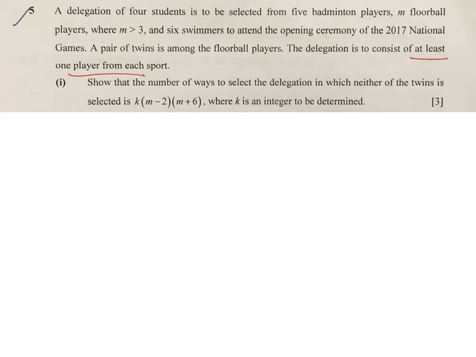In this question, we are asked to show the number of ways to select a delegation in which neither of the twins is selected is k times of n minus 2 n plus 6. So to start off this question, let us just tabulate the number of badminton, floorball and swimmer players we have. For badminton, we have 5. For floorball, since we are not going to include the two twins, the number of players will be n minus 2 to choose from. Swimmers, 6 players.